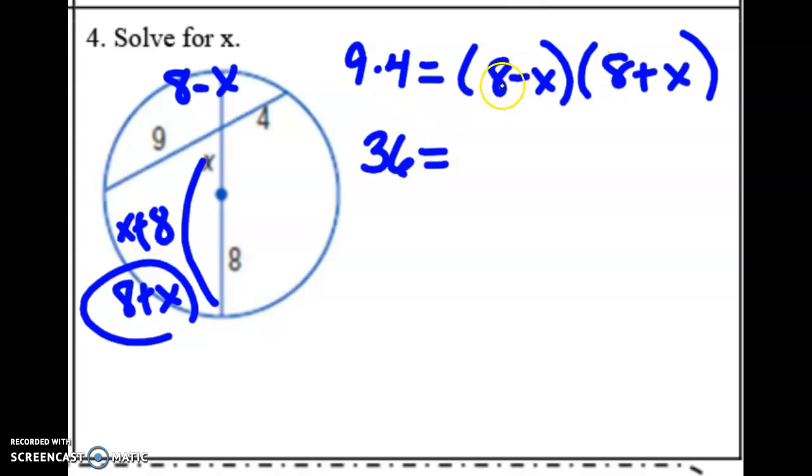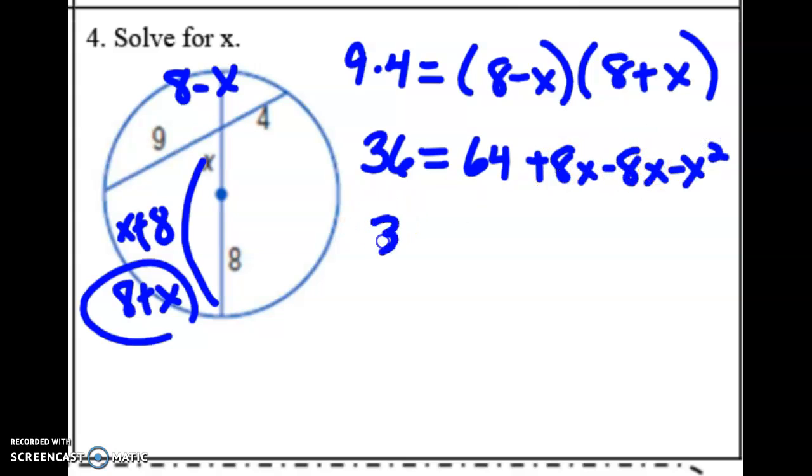When you double distribute, you get the same thing. Hopefully you notice when you double distribute, you get 64 plus 8x minus 8x minus x squared. And then the 8x and minus 8x would drop out. Okay, and then you're going to subtract 64 from both sides. And when I do that, I get negative 28.